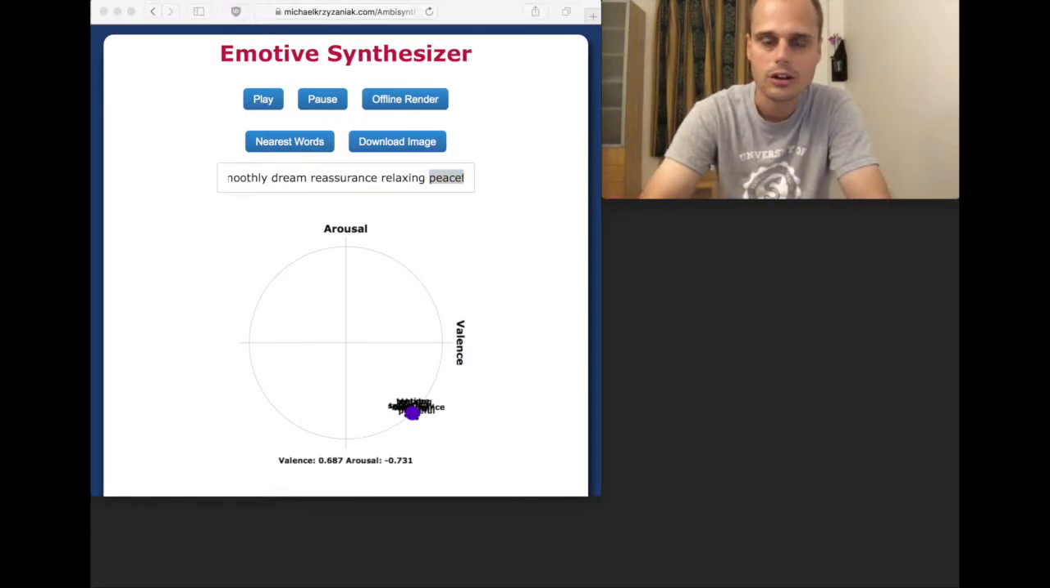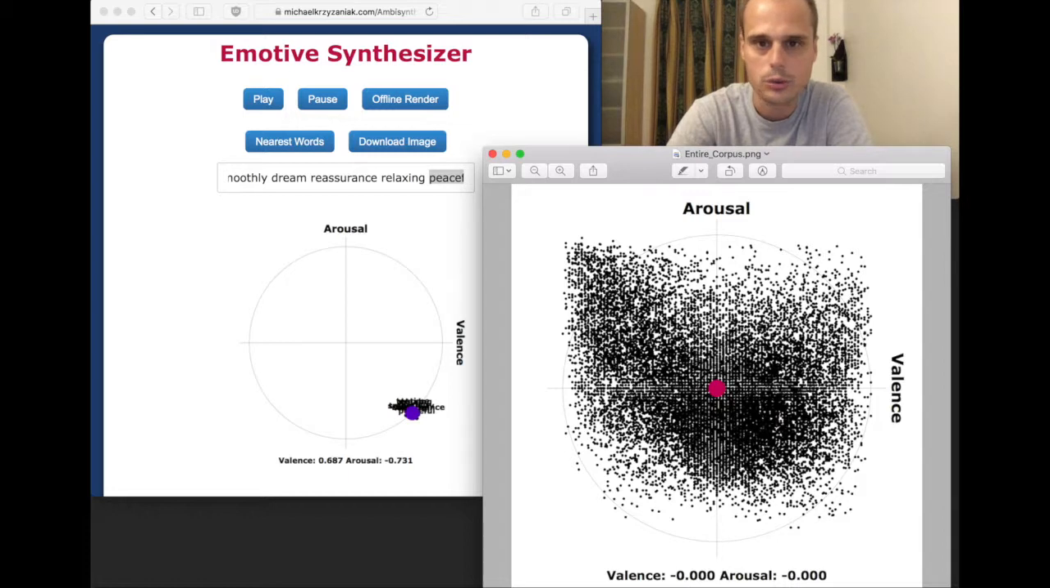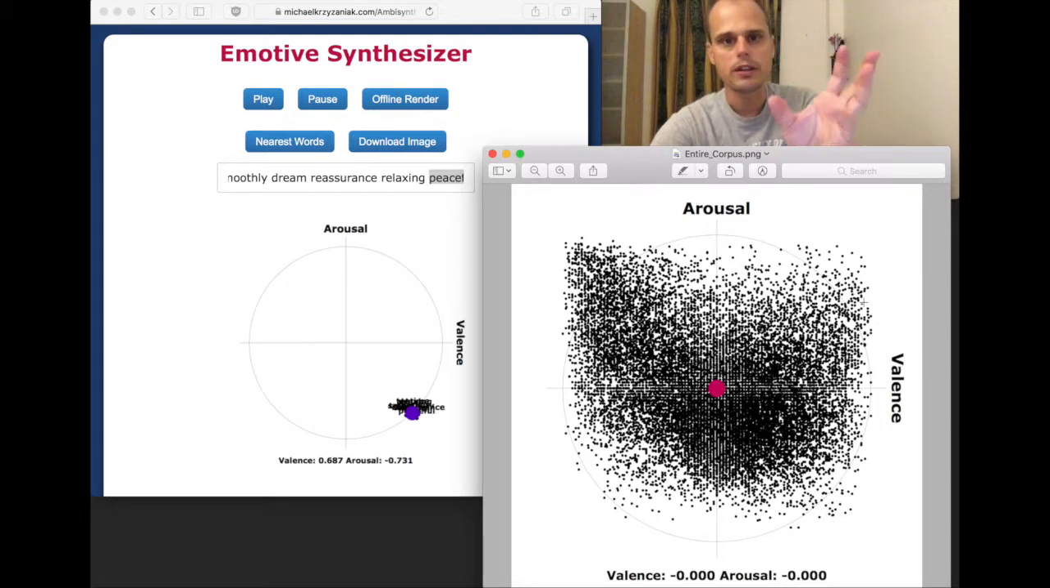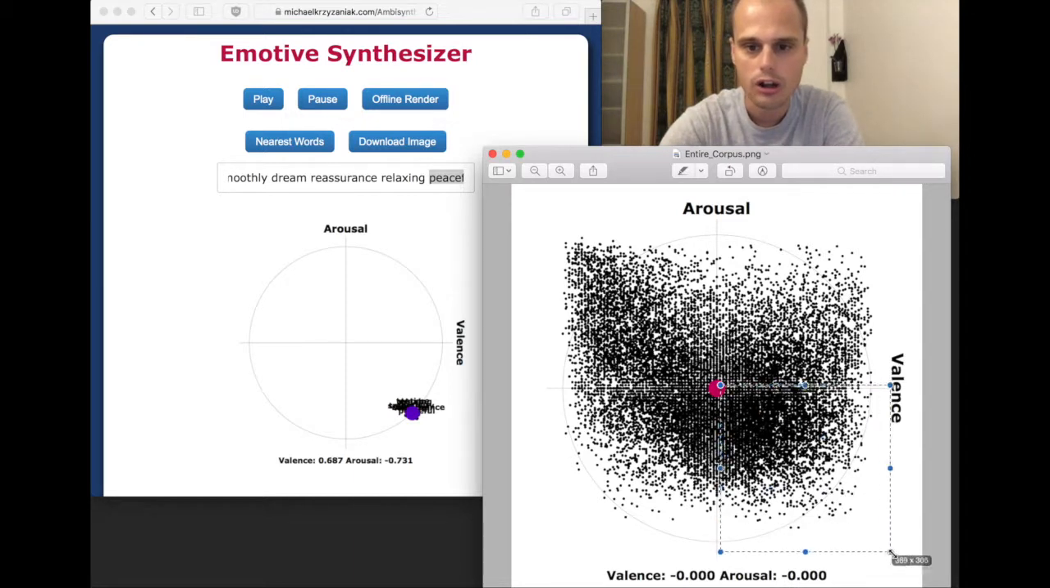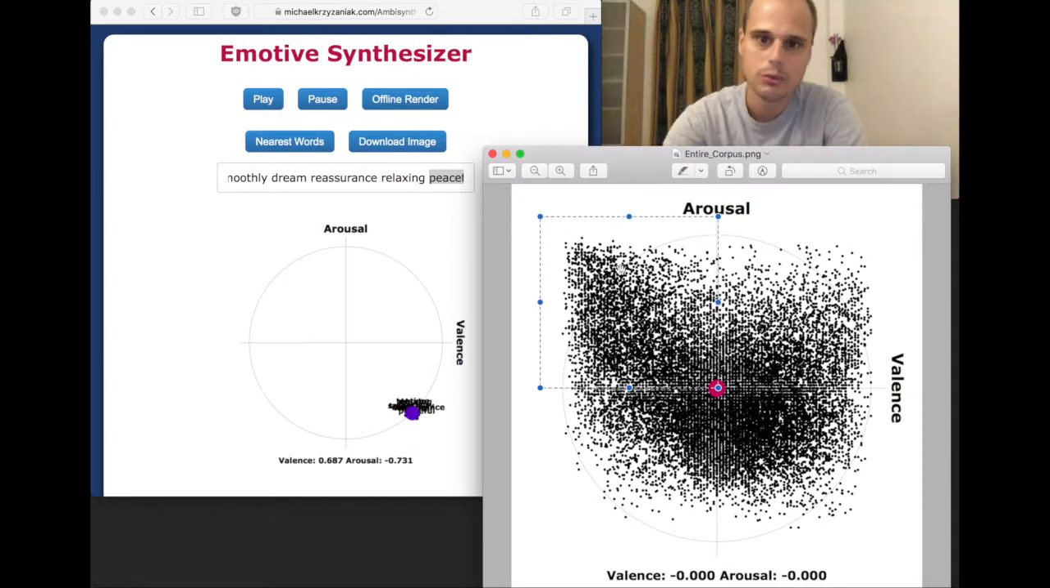So as an interesting side note, I also plotted the entire corpus. And so this is what that looks like. This is all 20,000 words in the whole corpus. And what's interesting about this is that even though the corpus as a whole has very near to zero mean valence and zero mean arousal, there's still a very clear skew to the data along this principal axis. So even though there are more words overall in this quadrant as compared to this quadrant, the words in this quadrant tend to be more extreme in their ratings than in this quadrant. And so it's interesting to think about why that might be the case.